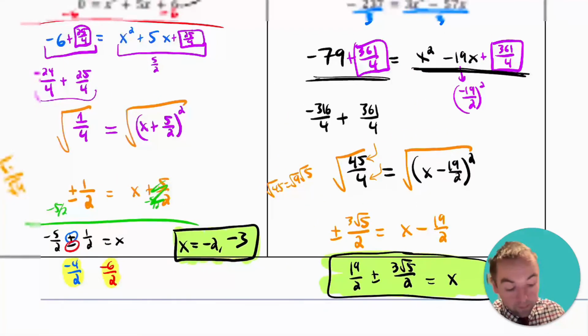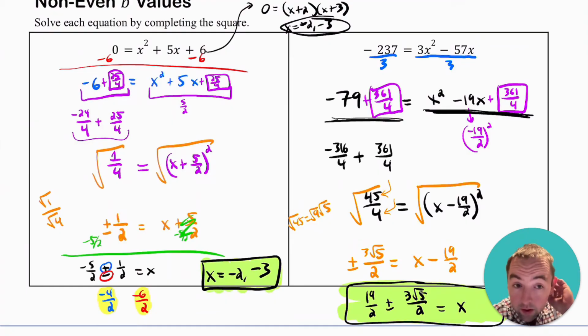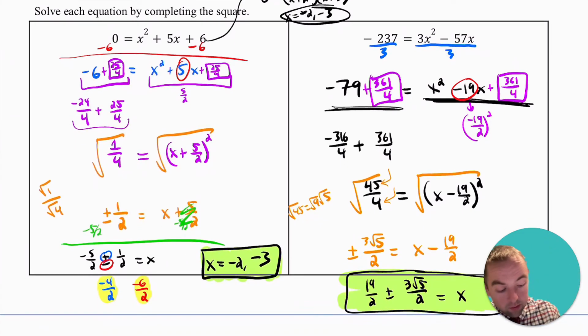All right, excellent. So that gets into the territory of some fraction stuff, and that really happened because our b value in both of those cases was odd. So we had that 5 there and the negative 19, and so when you half them, you end up getting fractions and that sort of thing.